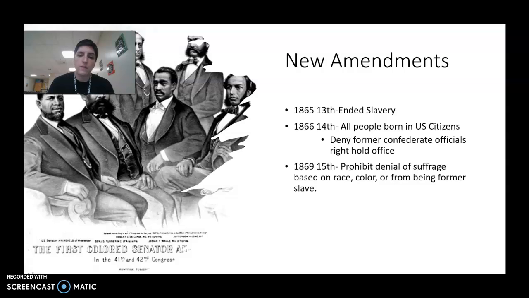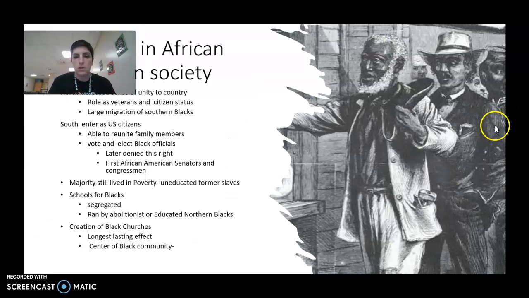So in 1865, the 13th Amendment ended slavery. In 1866, the 14th Amendment allowed all people who were born in the U.S. to be citizens. And it also denied former Confederate officials the right to hold office. And in 1869, the 15th Amendment happened, where it prohibited denial of suffrage based on race, color, or previous condition of servitude, which basically said anybody who was a former slave, or if you were Black, it didn't matter, you were allowed to vote.